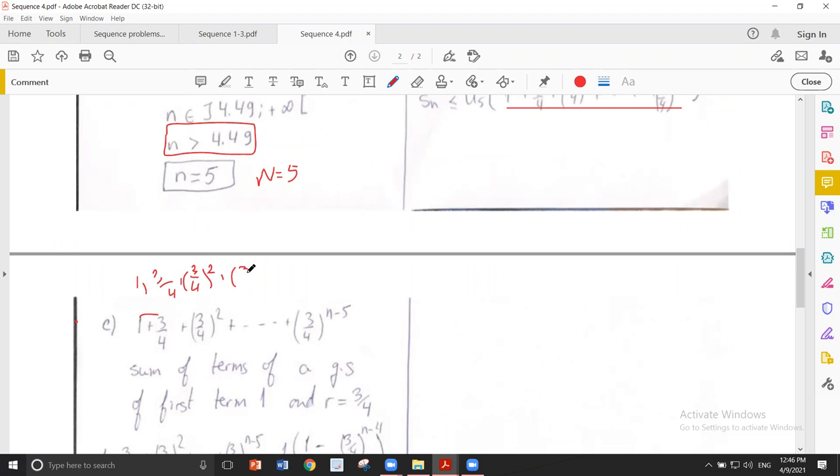Is there a difference? There is no difference, but there is a common ratio. We are multiplying by 3/4. 1 times 3/4, we get 3/4. Then 3/4 times 3/4.